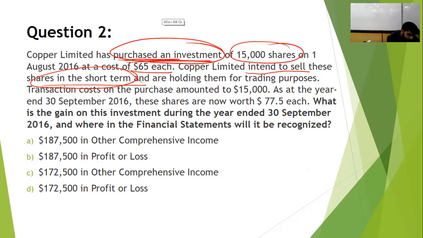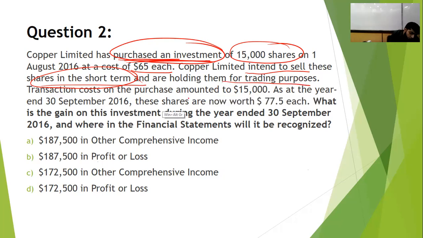Yes, I need your participation. Everyone, please, I need your participation. Whether there's a need to recognize this investment. Yes, we need to recognize this investment at fair value through P&L. How did we identify this? Because the shares are for trading purposes. These are held on a short-term basis. So we need to recognize this investment at fair value through P&L, as the company is holding them for trading purposes.